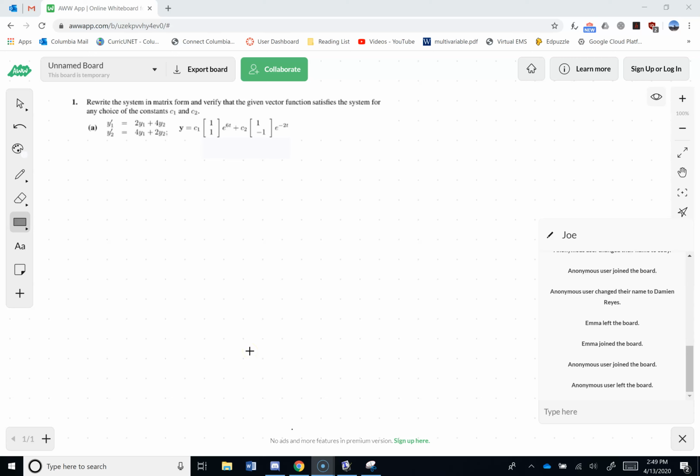All right, so this is out of 10.2, and this is problem 1, which says that I want to rewrite this system of differential equations in matrix form and verify that a given function satisfies the system for any choice of constants, right? So first things first, I should rewrite this as a matrix function.